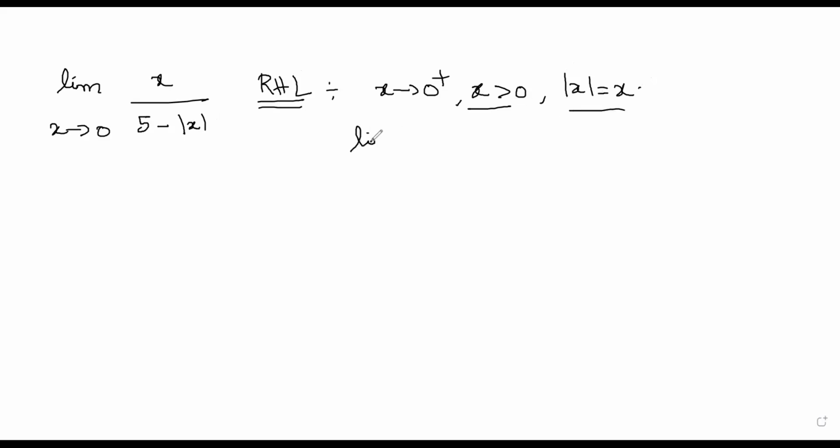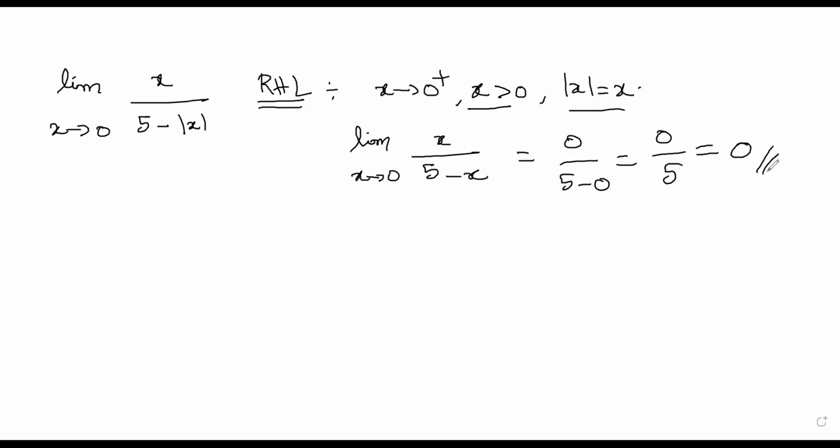Now this limit goes to limit x tends to 0 of x divided by 5 minus x, since instead of mod x you can write x. Substitute x equal to 0. You have 0 by 5 minus 0. So 0 by 5, there is no hurting term. That answer is 0. 0 by anything is 0. No problem.